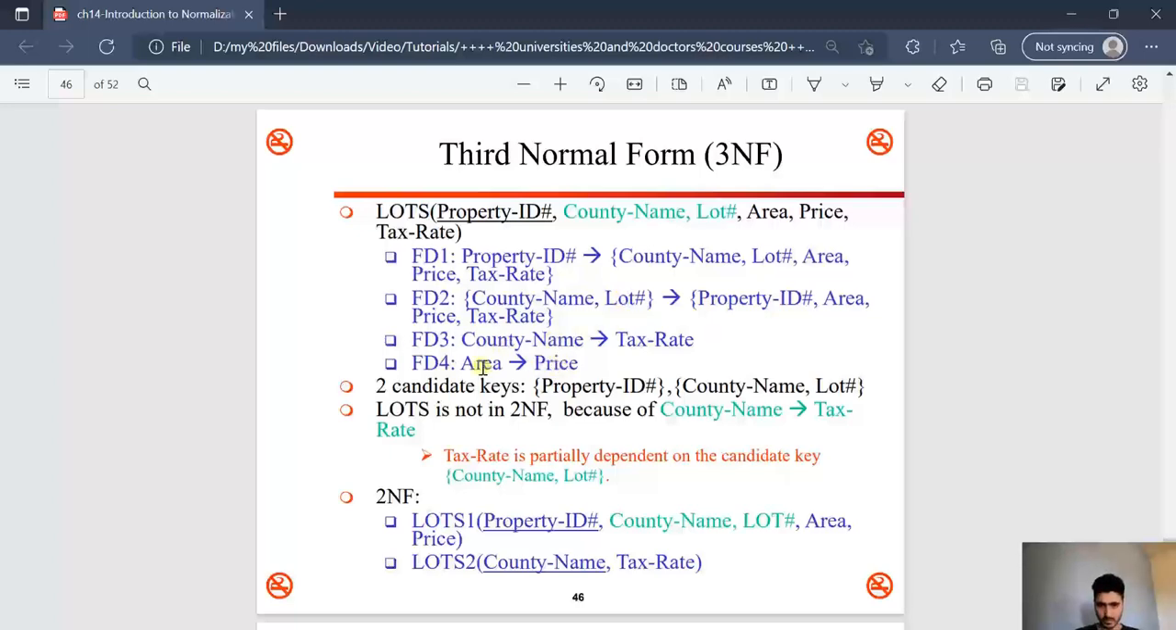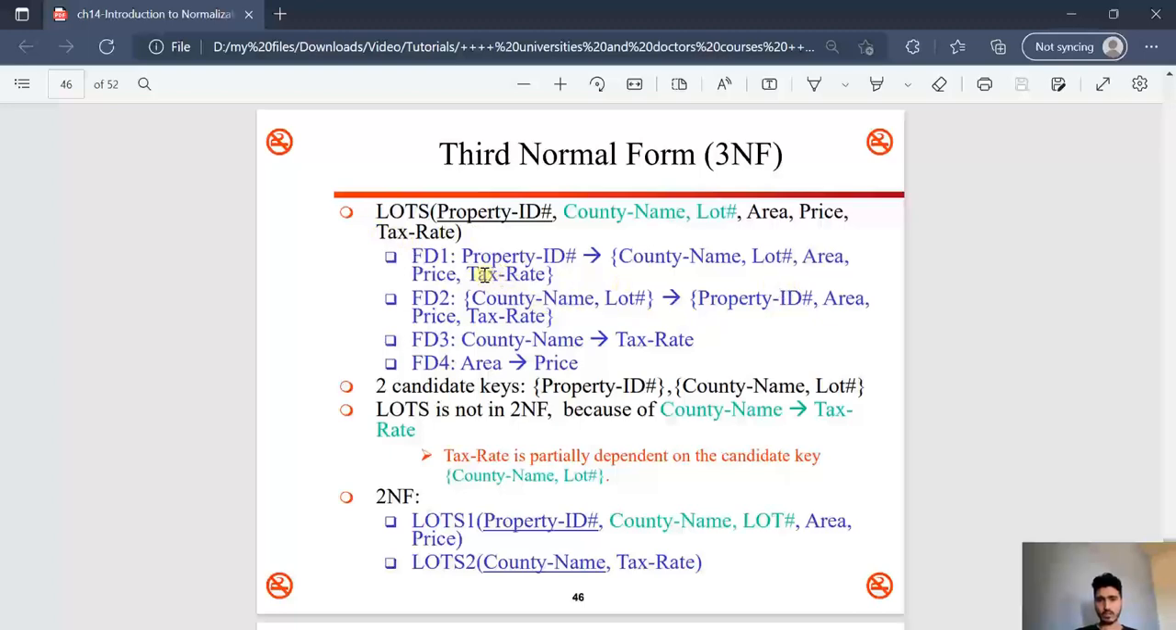Notice here the price depends on the area, and area is not considered in the primary key or a candidate key. It is not a part. So 2NF doesn't care also about this type of dependencies. This type of dependencies, 3NF takes care of. So there is no problem for this type of dependency in 2NF. So for price, we can say that price is in fully functional dependency on the primary key and the candidate key. Let's check for the tax rate.